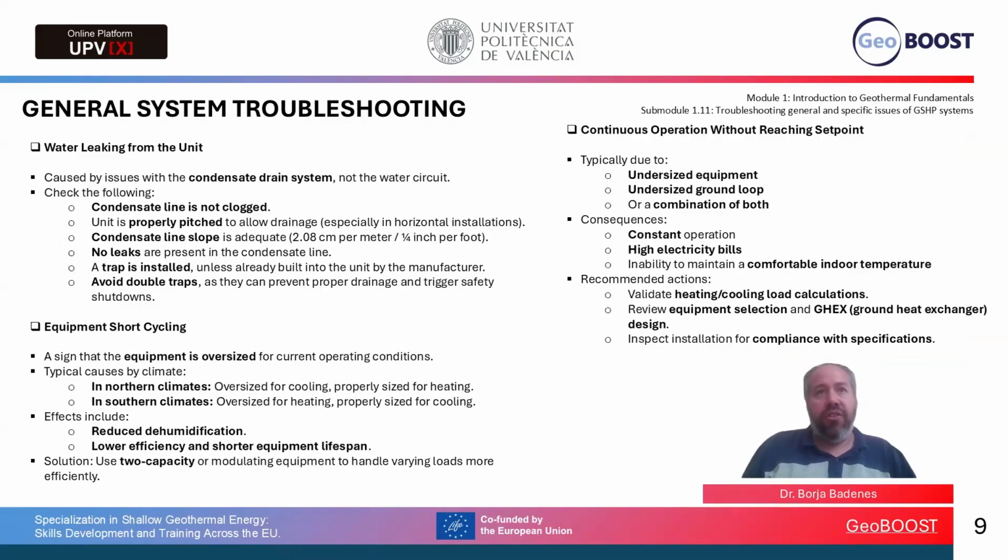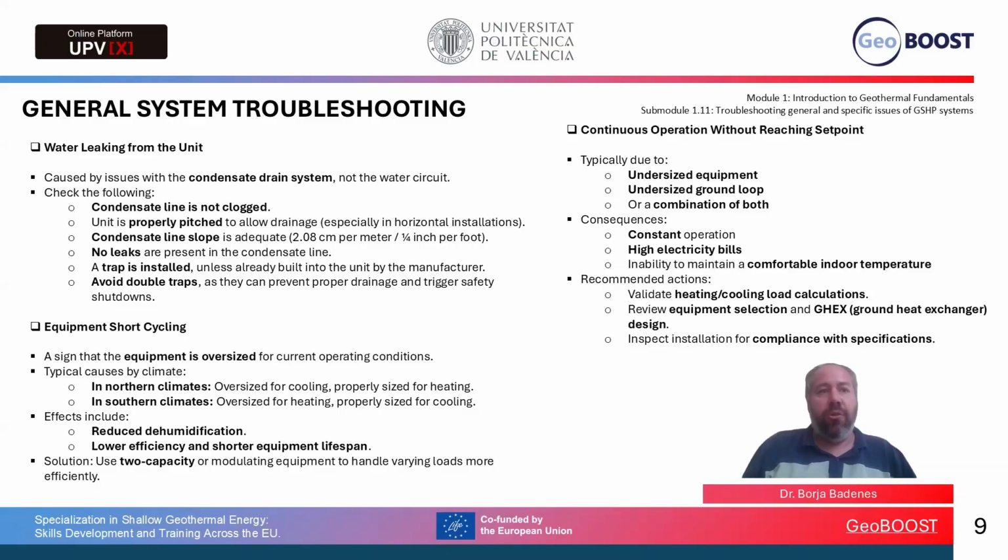Now we're going to see the general system troubleshooting. Here are the most common problems. First, water leaking, usually at the condensate drain. Check that the line is clear, has proper slope, a trap, and no flow. Another one is the short cycle. Equipment too large for the load. It runs on and off quickly. Check the thermostat and shorten the line. Use two-stage or modulating units.